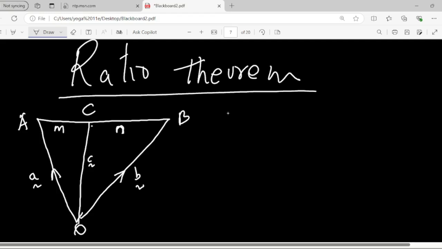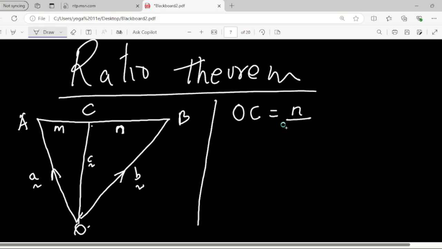So OC, from the ratio theorem, using the ratio theorem would be equal to M, N, divided by the total ratio, which is N plus M.